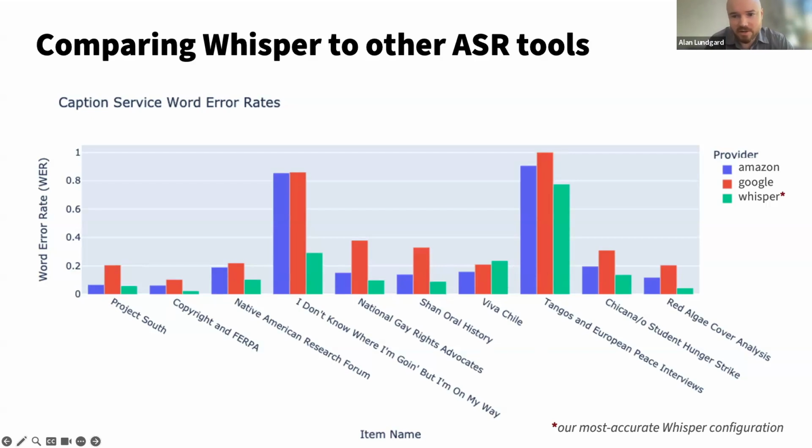An important thing to note here as well is that these are the default settings for Amazon and Google, so it may be possible to improve their performance as well with additional optimization. Not shown in this visualization is a comparison of all the defaults across the board. And in that comparison, we found that Whisper outperformed on 6 out of 10 test items.